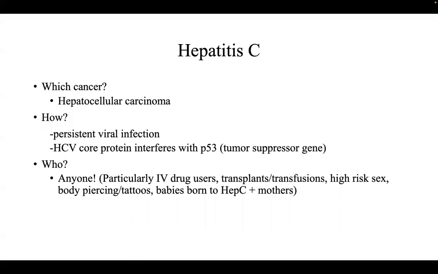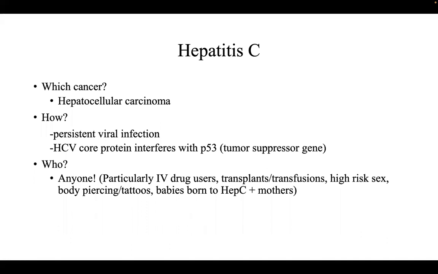Then again, for hepatitis C, there is the hepatitis C core protein that usually interferes with the p53, which we saw earlier as an example of the tumor suppressor gene. We saw there was the retinoblastoma gene, and there is the p53 gene. So the HCV core protein interferes with this p53 gene. So once you interfere with a tumor suppressor gene, then your cell growth and cell division is no longer regulated, and so the cells can just grow uncontrolled.